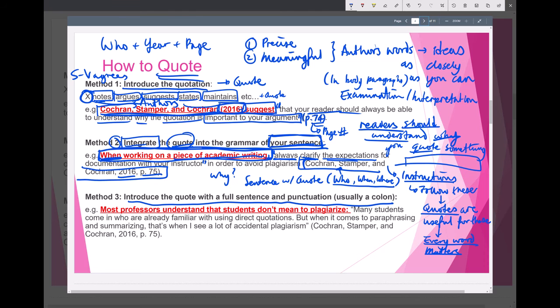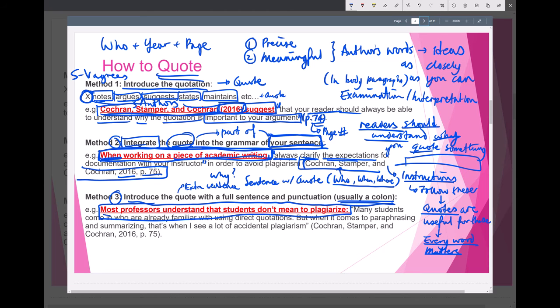Okay, last one. Method 3 is similar to method 2. The only difference here is that you start with a complete sentence. Method 2, your quote is part of your sentence. Here, the quote is an extra sentence, and they are joined grammatically with a colon. So it says, most professors understand that students don't mean to plagiarize.